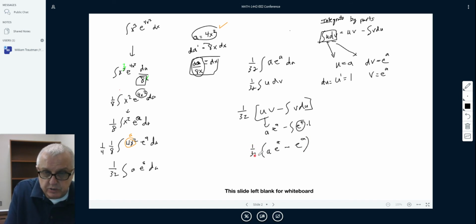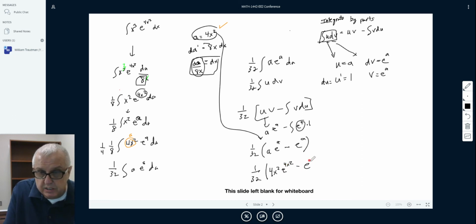1 over 32. And the only thing we need to do with substitution is bring back my a, which is 4x squared. I get 1 over 32 times 4x squared e to the a, which is 4x squared, minus e to the 4x squared.